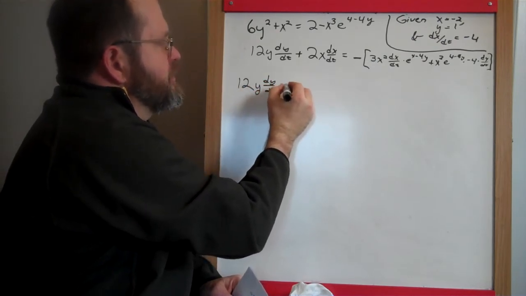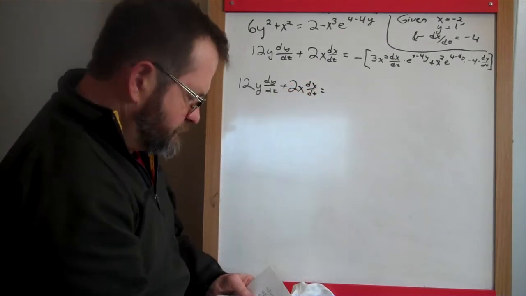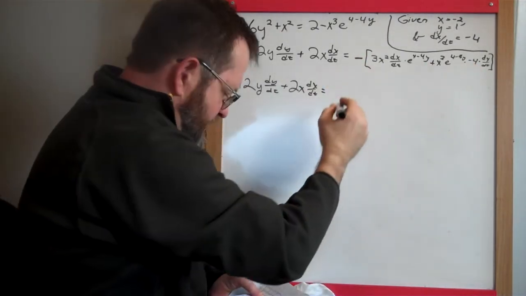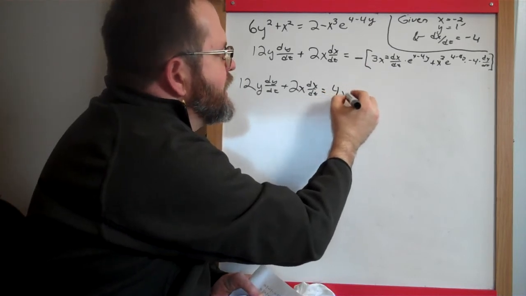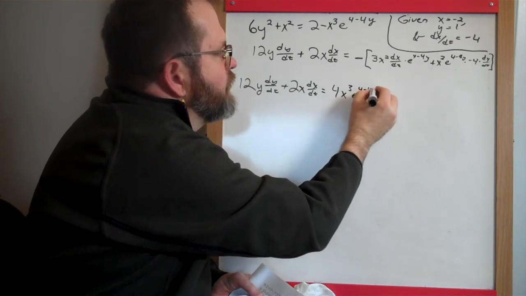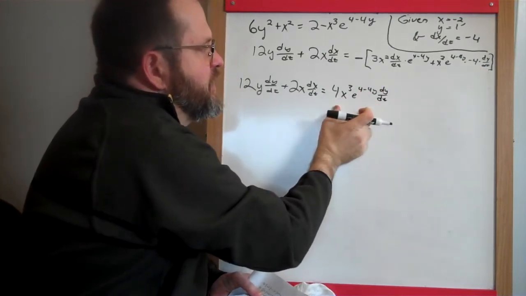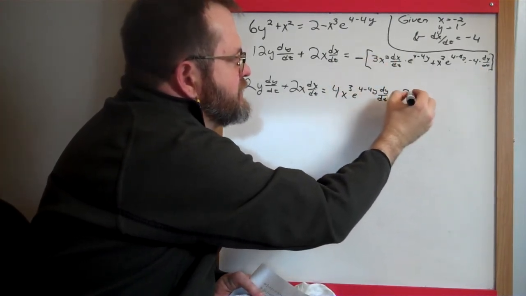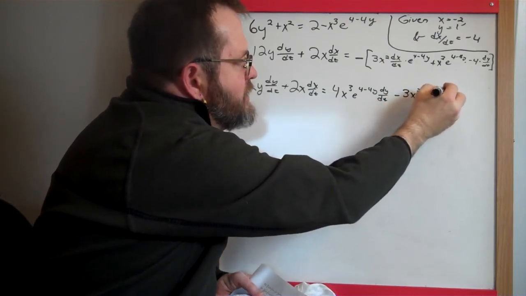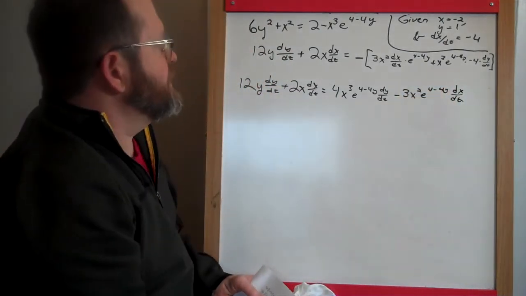12y dy/dt plus 2x dx/dt is equal to. Alright, there's going to be a -4 in front of here, but the whole thing has a negative in front of it. So it's going to be 4x cubed y e to the 4 minus 4y dy/dt. All I did is just gather all the terms up over here. And then this one is minus 3x squared e to the 4 minus 4y dx/dt. Did I miss anything on that? I don't think I did. Okay.